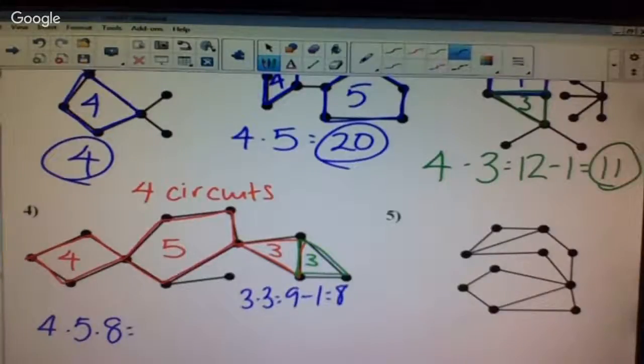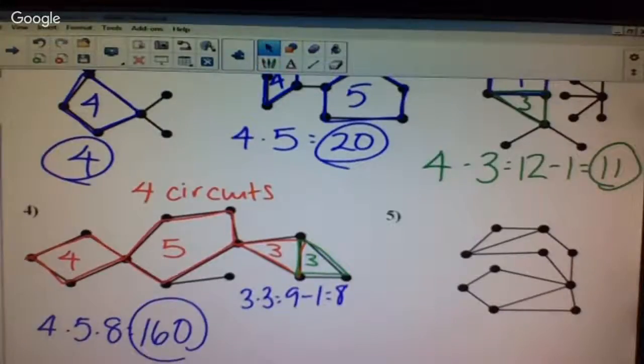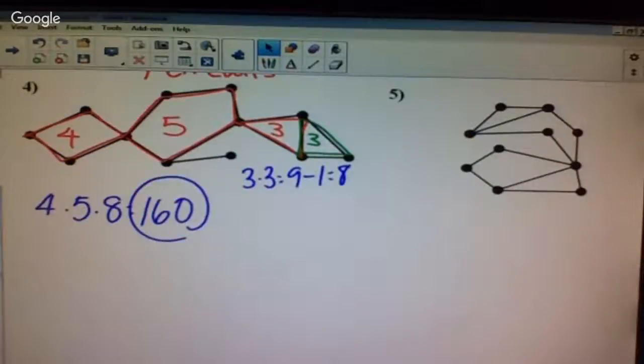I know that's 20. 20 times 8 is 160. There's 160 options on this one. So be careful with that.